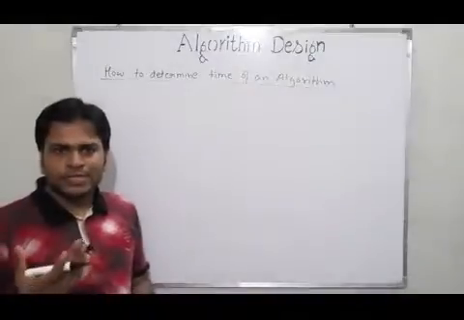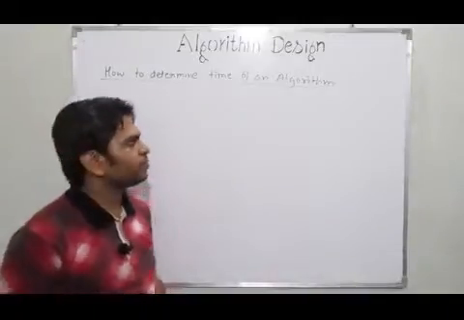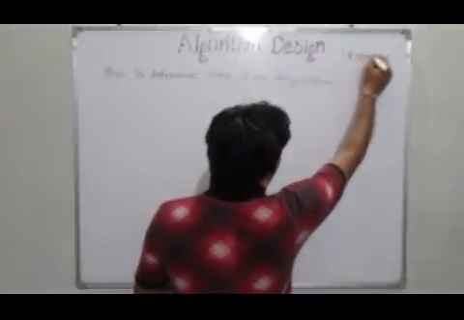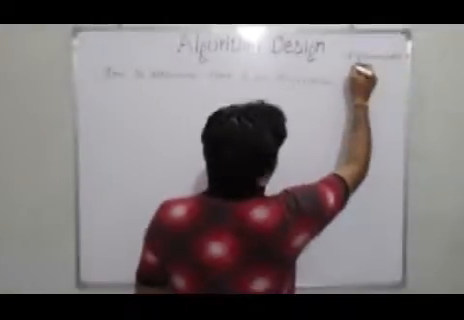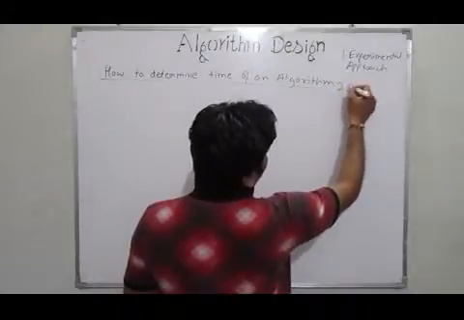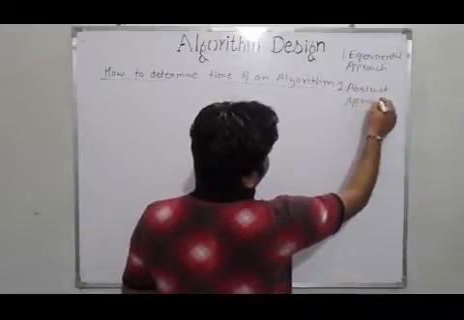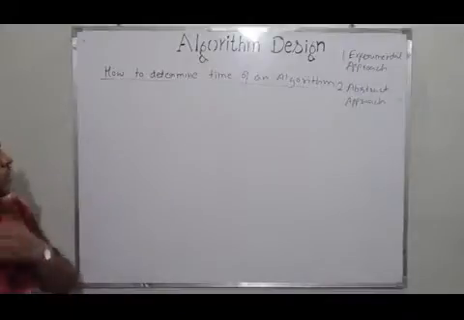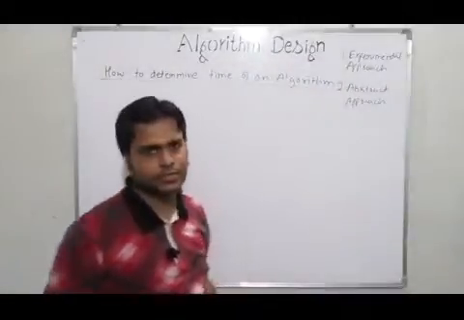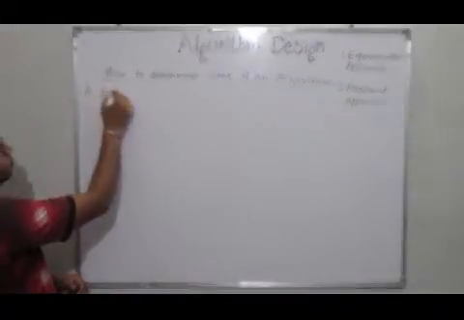Design, we have two techniques to determine the time of an algorithm, and these two techniques include number one, experimental approach. And the second is abstract approach. So we have to discuss these two approaches in details in this lecture. So the first approach that we have is experimental approach.